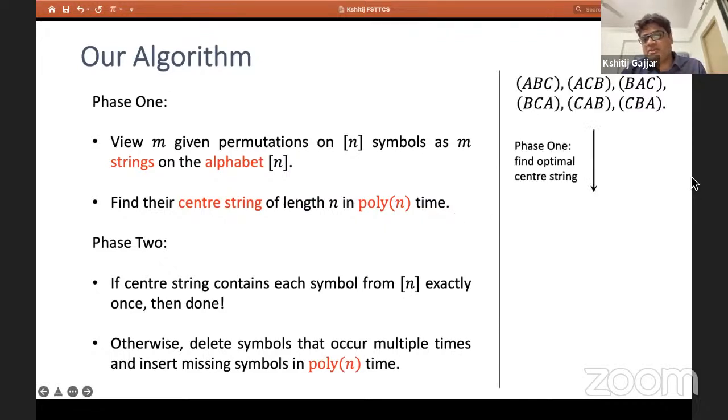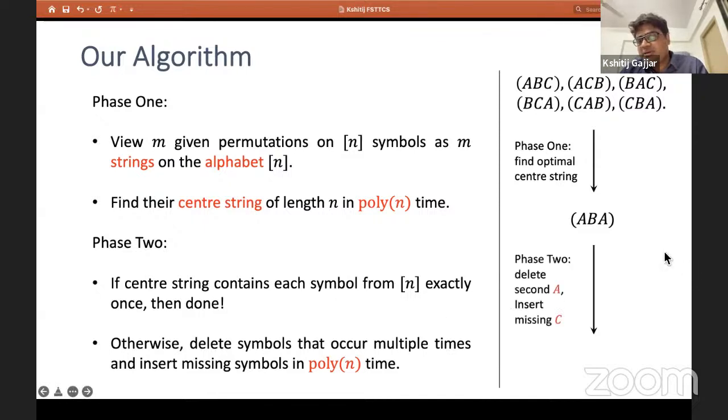So let's look at an example. These are your permutations. You find an optimal string, and this is a string, right? It's not a permutation, but it is a string. Now, if the string contains each symbol exactly once, then you're done because it is already a permutation. Otherwise, there are some symbols that occur multiple times or some symbols that are missing. So in this case, the symbol A occurs twice. So you delete the second occurrence of A and you insert C, which is the missing symbol. Now, phase 2 can also be done optimally in polynomial time. And that is the weird part. When you put these two algorithms together, although individually you can perform both of them optimally, the final result we get, we can only prove that it is a 1.5 approximation.